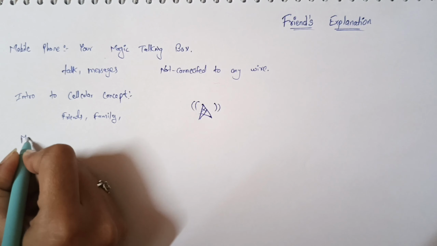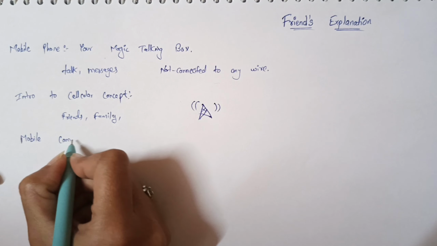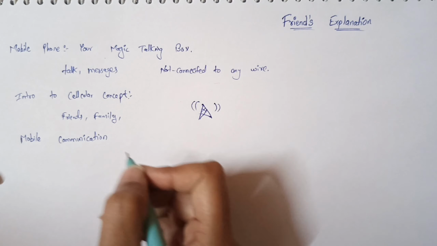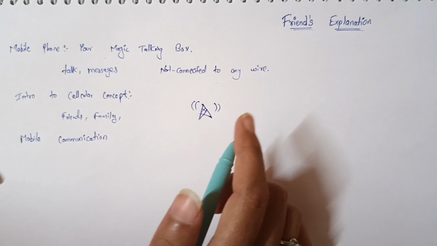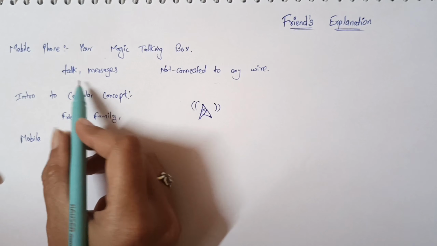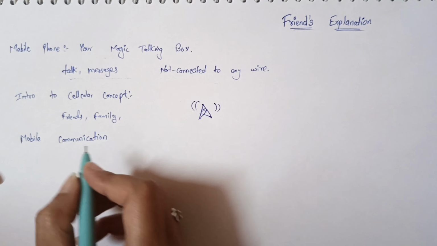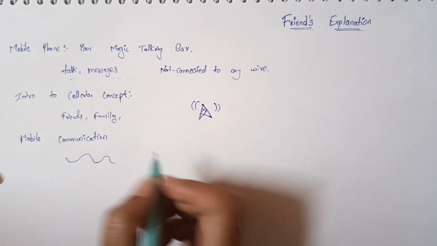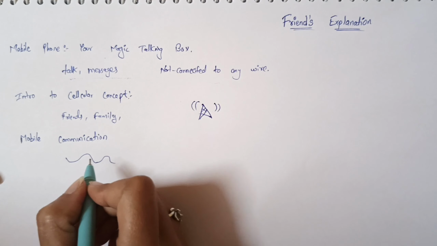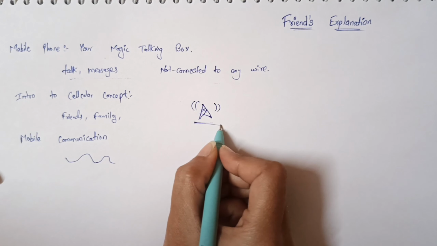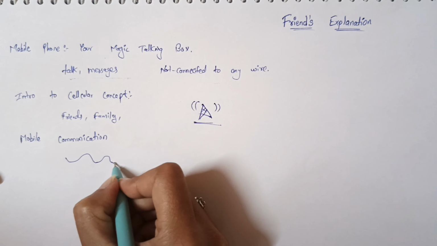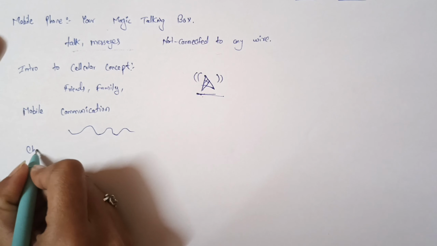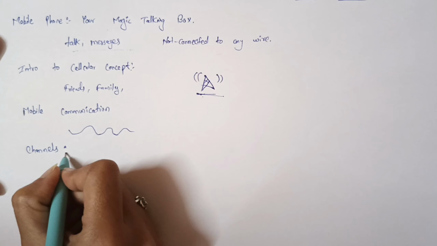Now, how does this conversation happen? This happens by mobile communication. So mobile communication is all about those conversations that you have with your phone. When you talk or send messages, your phone uses invisible signals, which are like a kind of magical waves, and these are used to send your words and messages to these mini radio towers. Now, how do these signals reach these mini radio towers? This signal reaches the mini radio towers through channels.